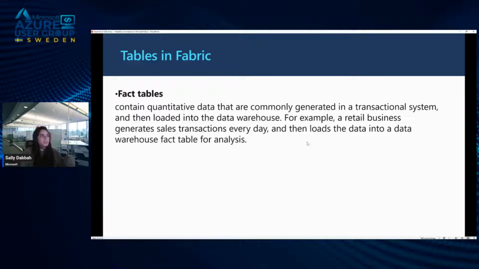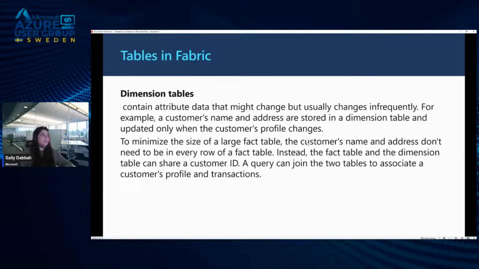Tables in Fabric are not labeled. You don't really know if a table is a fact table or a dimension table. It's a logical concept, but it's not really labeled. Fact tables usually contain quantitative data that are commonly generated in a transactional system and then loaded into the data warehouse. For example, a retail business generates sales transactions every day and then loads the data into a data warehouse fact table for analysis. We also have the dimension table, which contains attribute data that might change but usually changes infrequently. I'm not gonna elaborate much on that.